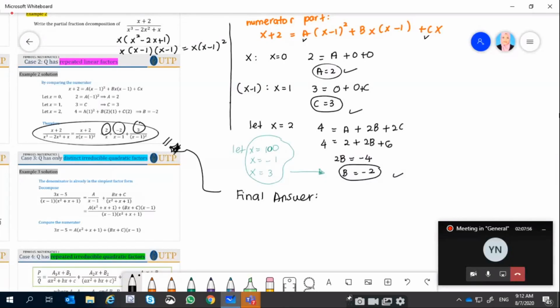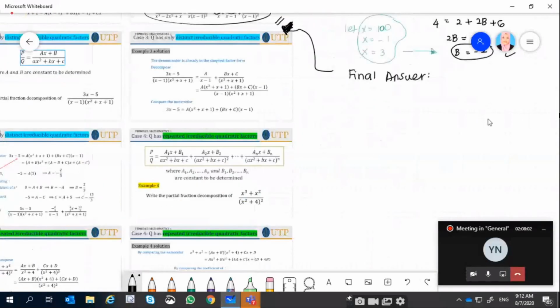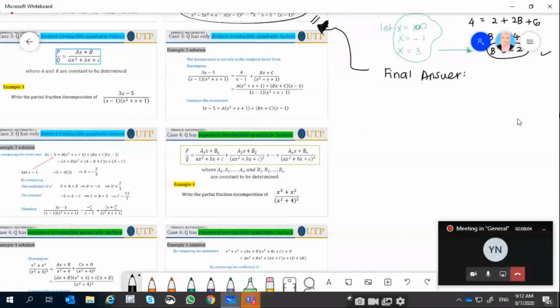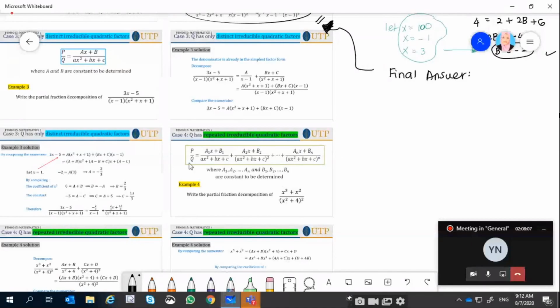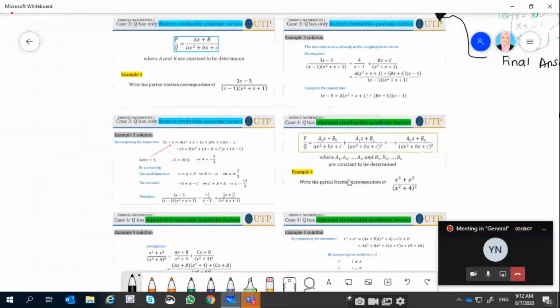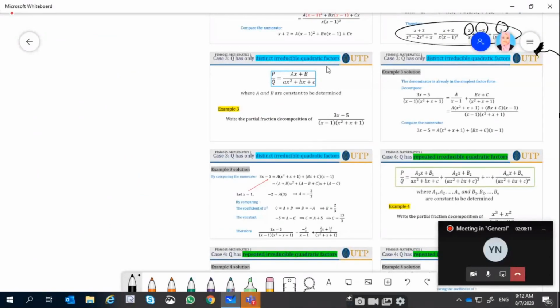Any questions regarding case number 2? No? Okay, so now I proceed to case number 3, distinct irreducible quadratic factor. The given example here is already in factored form.